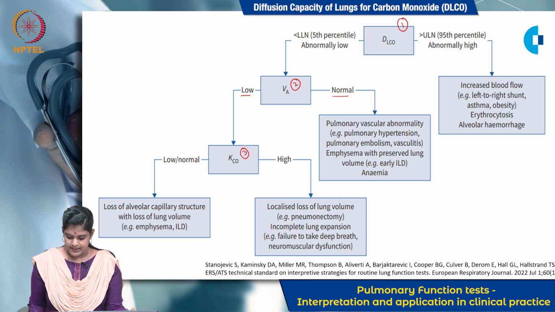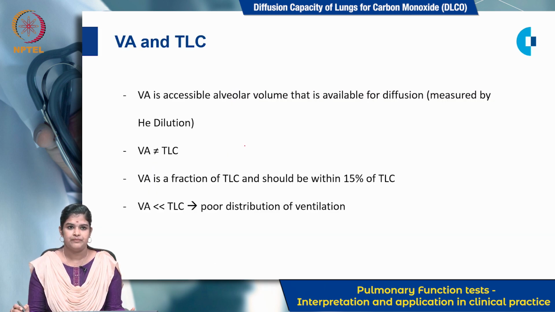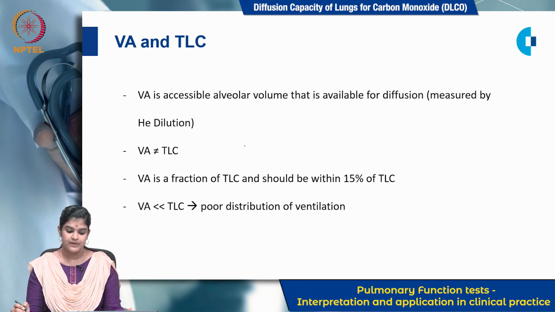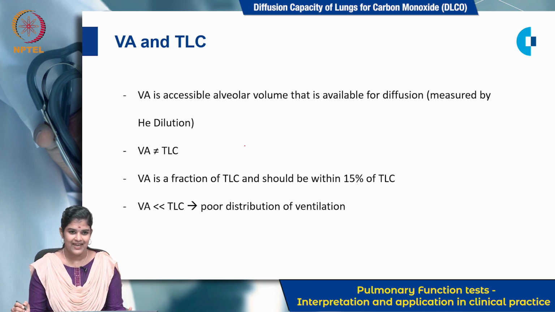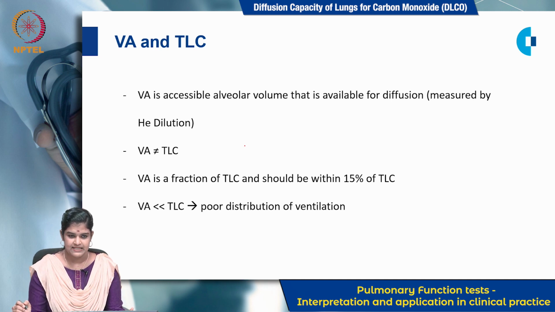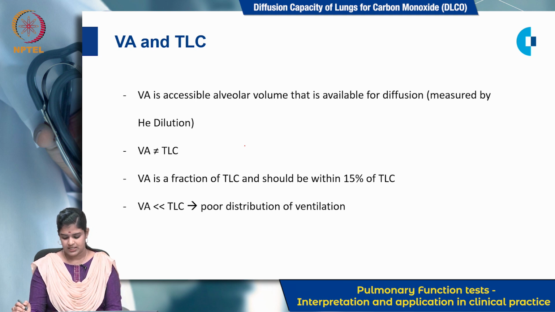The next step is looking at the relationship between VA and TLC. TLC is total lung capacity. So we all know that VA is accessible alveolar volume that is available for the diffusion. So VA is not total lung capacity. VA is a fraction of the total lung capacity, but it should be within 15% of the total lung capacity. When VA is very much less than the total lung capacity, it is understood that there is poor distribution of ventilation.